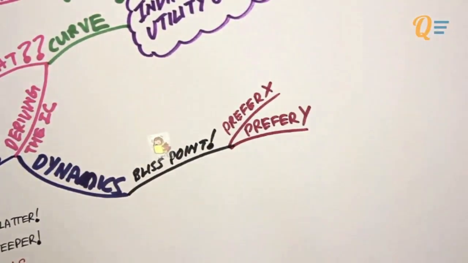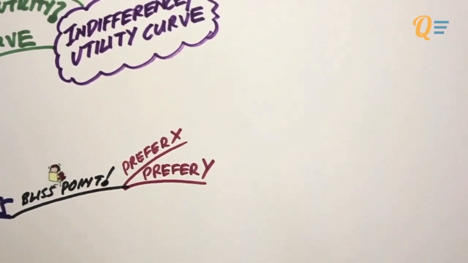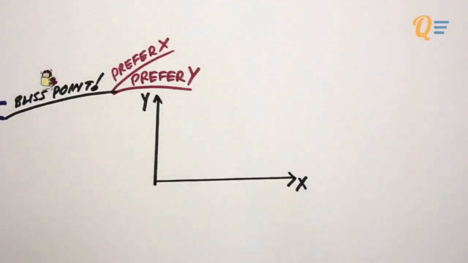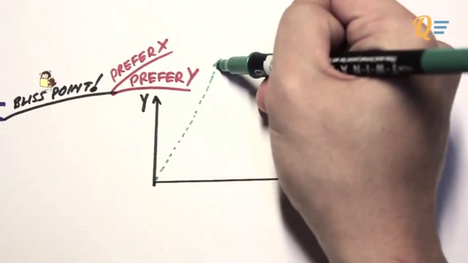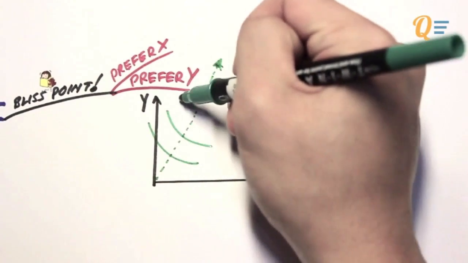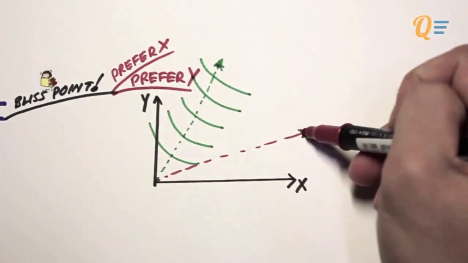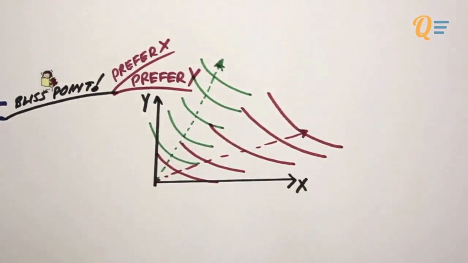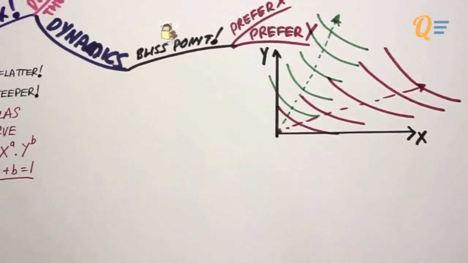There can be consumers that prefer x to y and consumers that prefer y to x, so their indifference curves are going to look slightly different. Let's talk about the consumers that prefer good y. Their bliss point would be somewhere here, so the indifference curves will be moving more towards the top part of this graph. Whereas consumers that prefer good x would have something like this, where the indifference curves are moving more towards the right side.